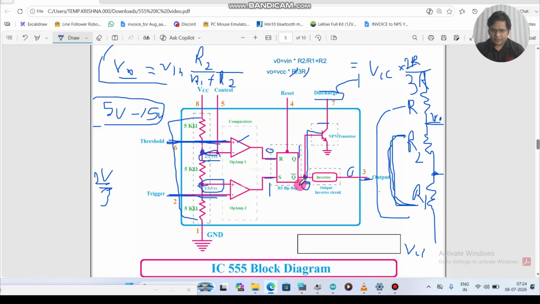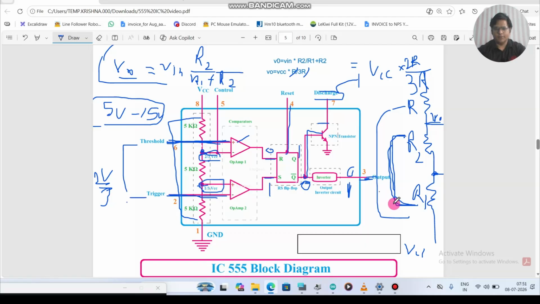So if 0 is here, the transistor will be off and the capacitor will start charging. It will invert the value, so you will get 1 at this point, and whatever you have connected at the output, whether it is an LED, speaker, or motor, starts working. There are two important pins, threshold and trigger, because these two pins decide the output of the comparator. The comparator output feeds into the flip-flop, and then the flip-flop makes the output either high or low, either 1 or 0, right?